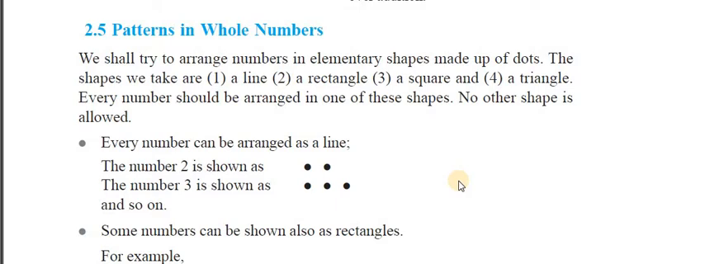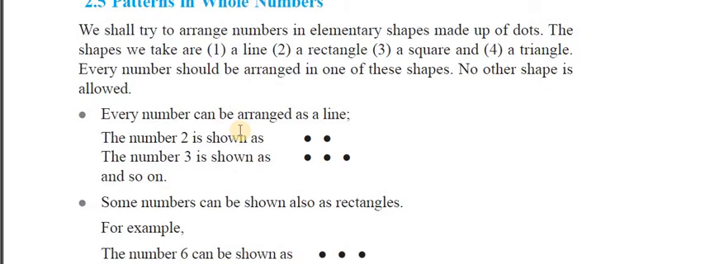What they are saying to us: we shall try to arrange numbers in elementary shapes made up of dots. The shapes we take are: one, a line; second, a rectangle; third, a square; and fourth, a triangle. So they are taking elementary shapes which are prepared with the help of dots. Every number should be arranged in one of these shapes. No other shape is allowed, so you are allowed to draw only those shapes.